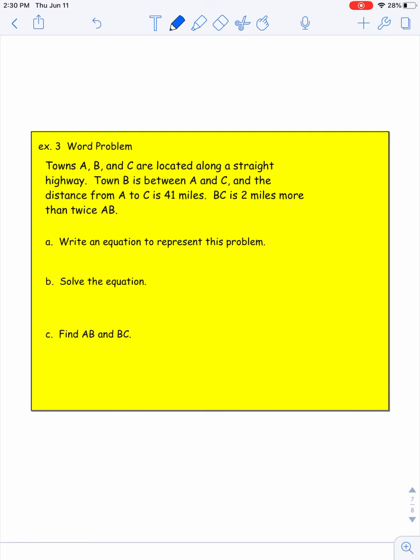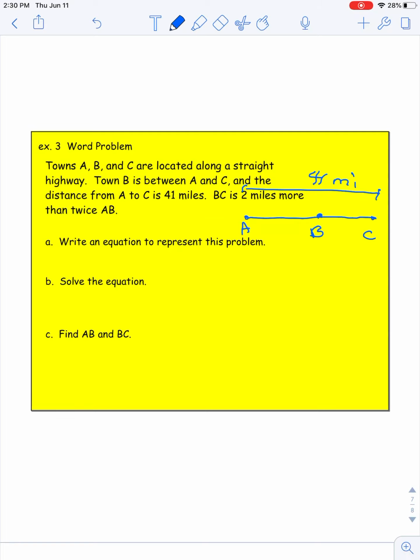So start writing an equation, and I would actually start with drawing a picture of what's going on. So what you have here is you have town A and you have town C, and you know B is somewhere in between it. It doesn't matter if your picture is off as far as the actual values, but this is what we have. We have towns A, B, and C. We know that from A over to C is 41 miles.